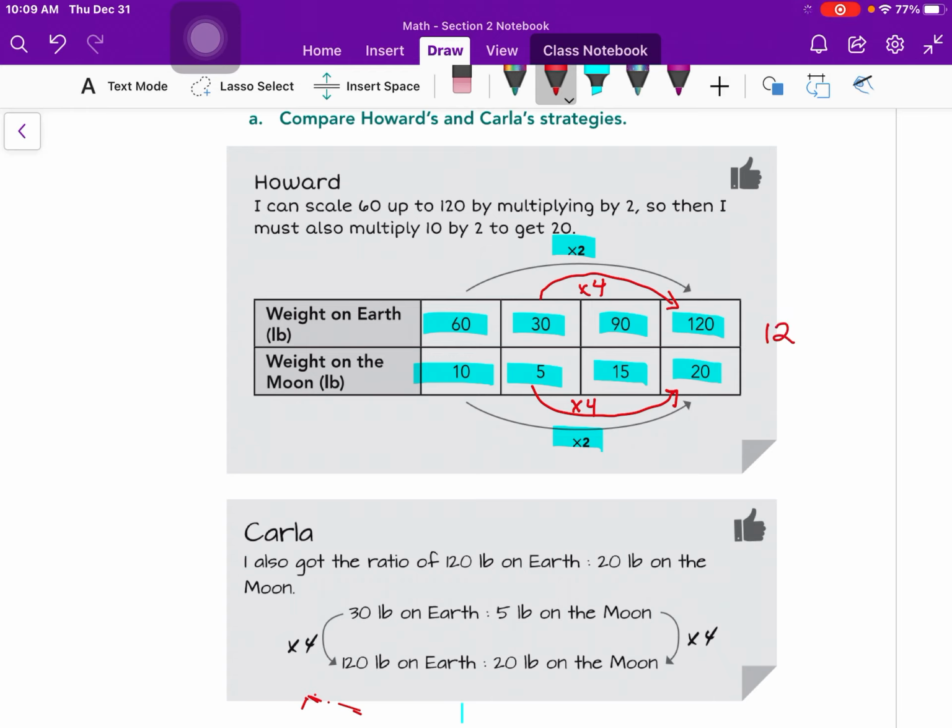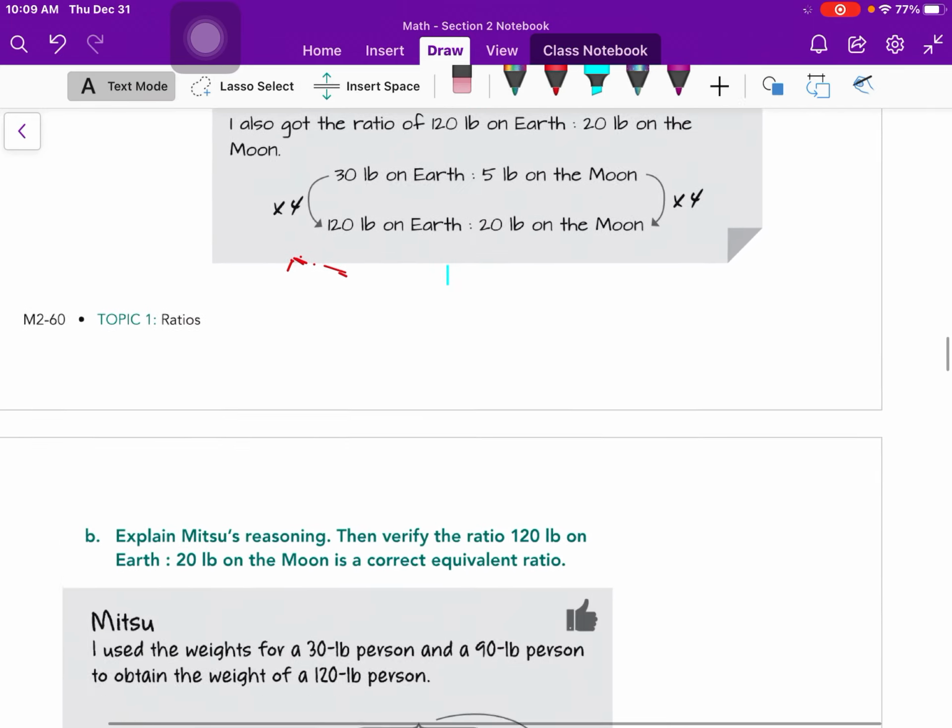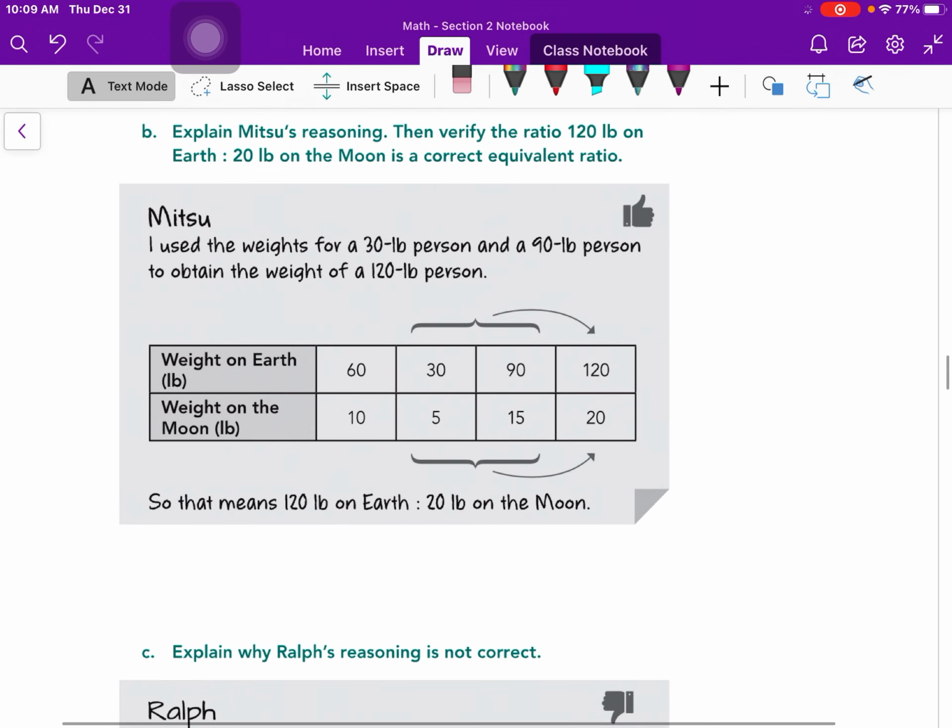Well, let's keep going. One other thing I could double check. This new ratio, 120 over 20, I could simplify it, divide by 10. 12 divided by 2 is 6 to 1. Yes, it does meet that base ratio, that unit rate that I was looking for. Let's keep going.